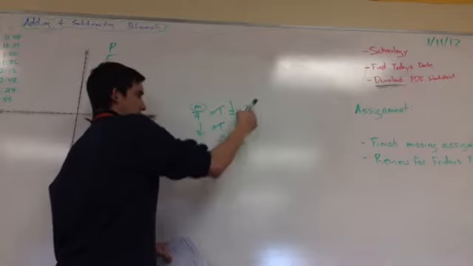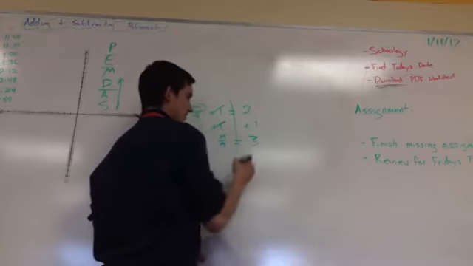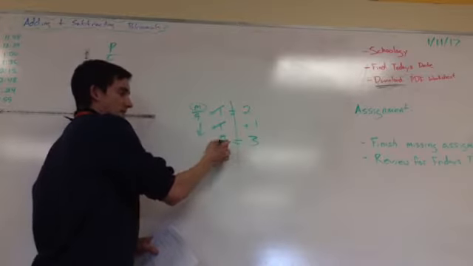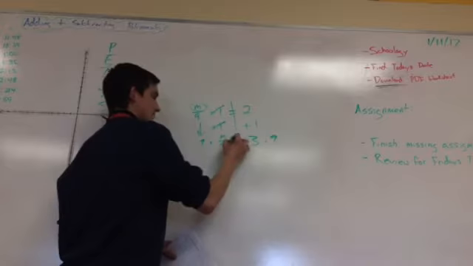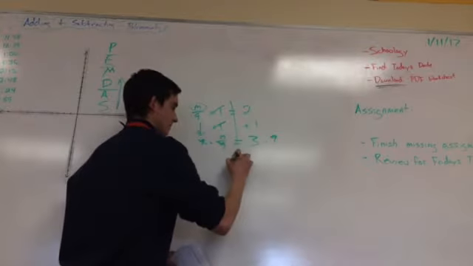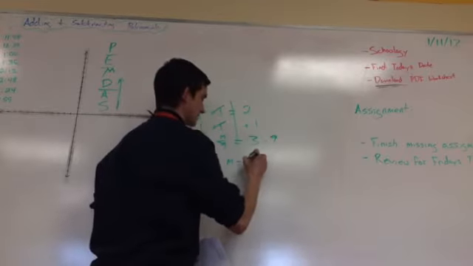Divided by 9 comes down. 2 plus 1 is 3. Okay, now I need to get rid of the divide by 9. So to get rid of divide by 9, I multiply by 9 on each side. These cancel. M equals 3 times 9 is 27.